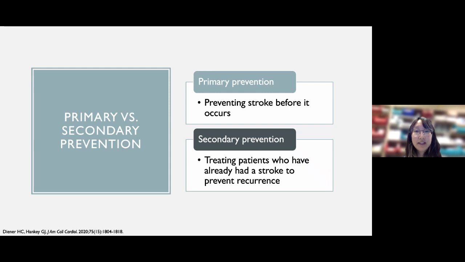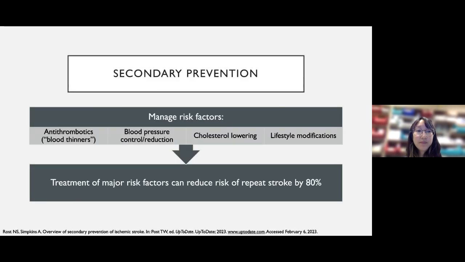So now we'll go into discussing what primary prevention and secondary prevention of stroke means. Primary prevention is when we prevent the stroke before it even occurs, and secondary prevention is when we treat patients who have already had a stroke in order to prevent a second stroke. Secondary prevention of stroke is going to include managing your modifiable risk factors with the use of antithrombotics, by controlling or reducing blood pressure, by lowering cholesterol, and by making modifications to one's lifestyle. And it's been shown that treating these major risk factors can actually reduce the risk of a repeat stroke by 80%, which is quite significant.